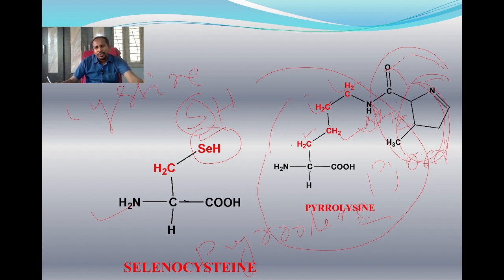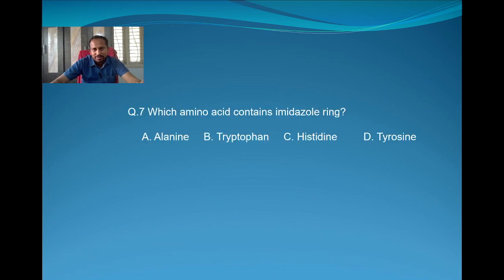Now you will tell me what is the use of remembering the structure of these 22 amino acids. Now I will tell you why we remember this structure. If we go to the next question, which amino acid contains imidazole? You have to remember the structure of all the amino acids so that you can know which amino acid contains which group. So imidazole is contained in which amino acid? Histidine. Histidine is the answer.